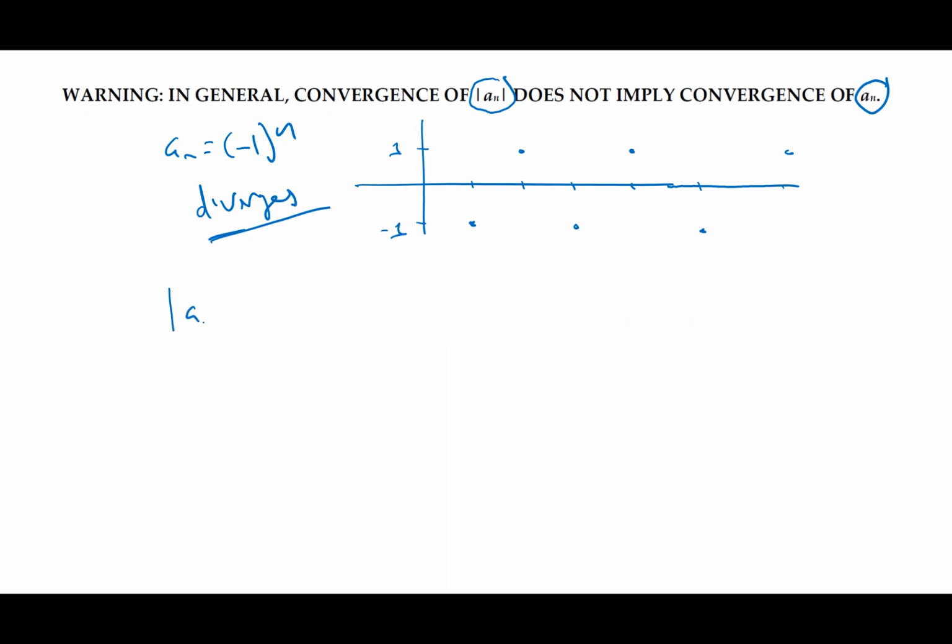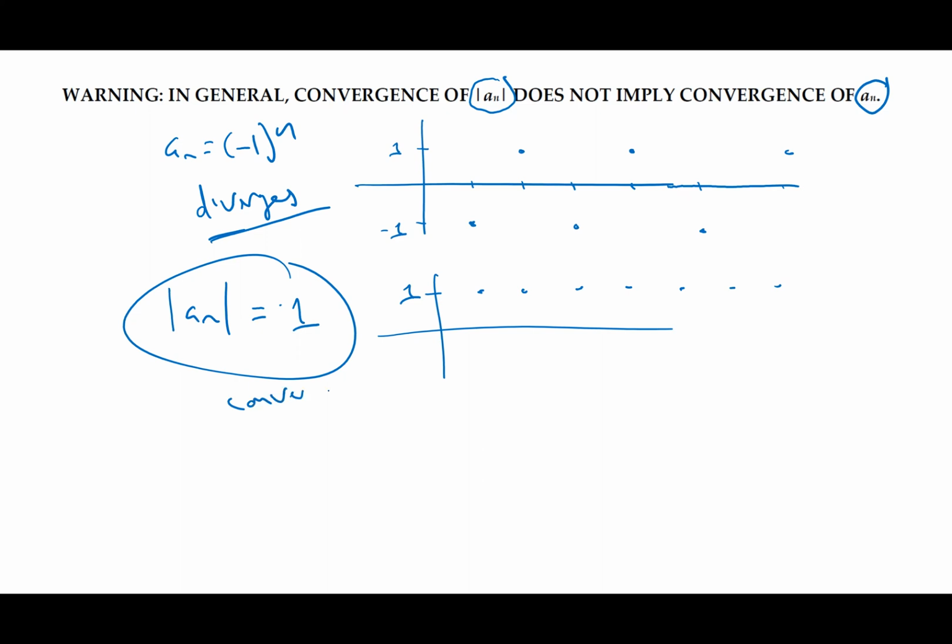But the absolute value of a_n, that's just 1. Well, that's pretty darn good convergence there. So here we have the absolute value converging, but the sequence itself diverging. So be careful that you don't extend that theorem that says if the absolute value of a_n converges to 0, then the sequence itself converges to 0. It's that special case of converging to 0 that makes it true. If it doesn't converge to 0, we have this other situation.